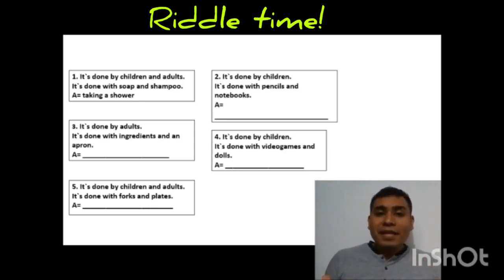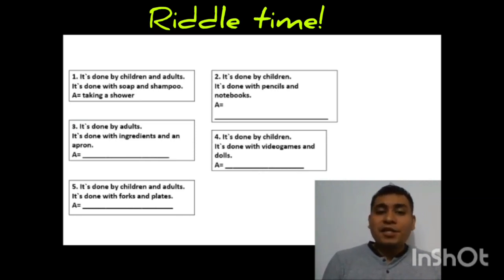Now, I'm going to help you to read the next ones, but you have to do them by yourself. Are you ready? Number 2, it says, is done by children. Just children, not adults. Okay? It's done with pencils and notebooks. Which activity is that? The number 3 says, is done by adults. It's done with ingredients and an apron. What is that? You can also use a fry pan. What is that activity?